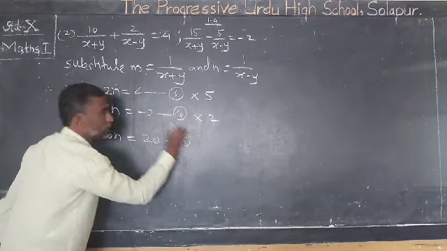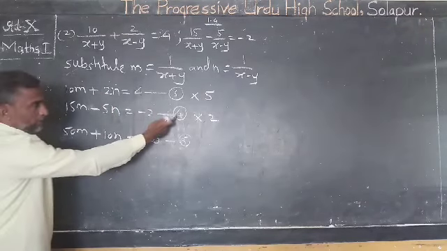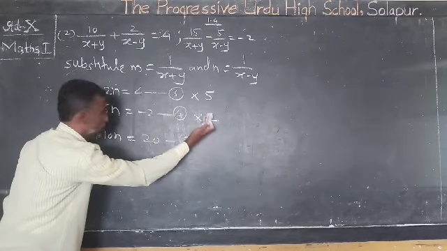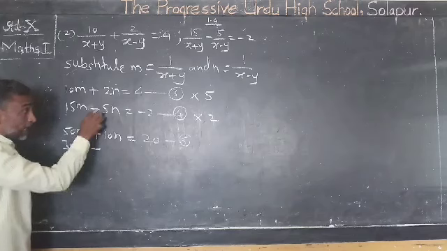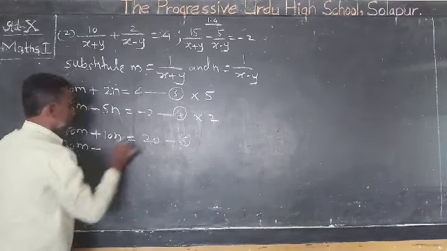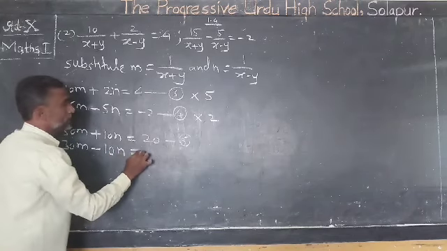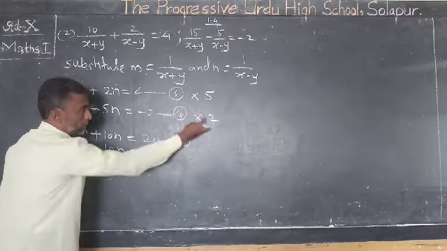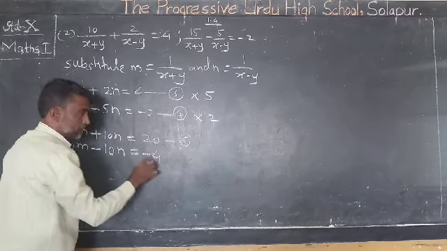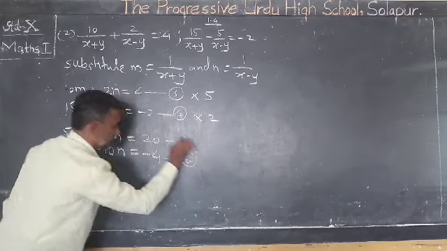Equation number 5. Next, multiply equation number 4 by 2. 2 into 15m, 30m, minus as it is, 5 2s are 10n is equal to 2 2s are 4, give the minus sign, plus into minus, minus. This is equation number 6.